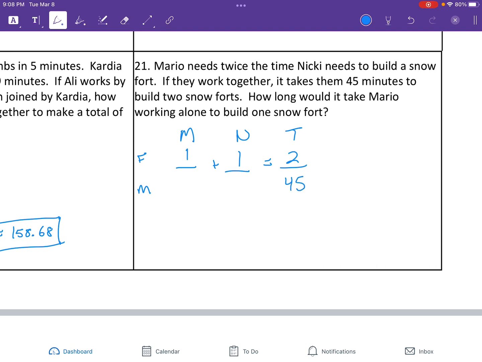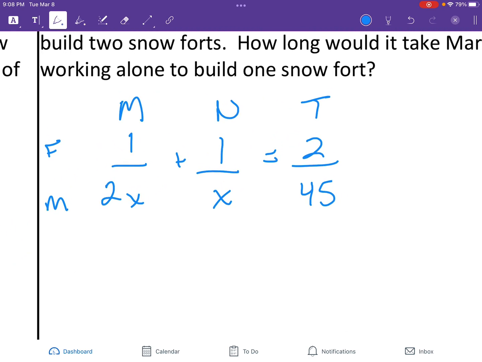All right. Mario needs twice the time that Nikki needs to build a snow fort. So Mario's time is based off of Nikki's. Nikki's time, we have no idea. We do know that Mario's time is 2 times as many as Nikki's. So that means we're going to do 2x for that. All right. So now what are we missing? We have an x, we don't need another one, and we're missing a 45. The second one, we have an x, so we don't need another one, but we're missing 2 times 45, which is 90.